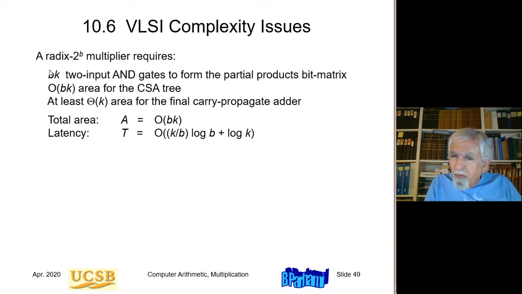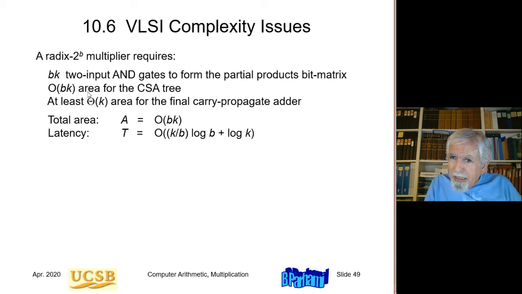If we are using multiplexers, there will be B K-bit multiplexers. So basically order BK complexity for the multiple formation part, order BK area for the carry save adder tree, and at least theta K area for the final carry propagate adder.